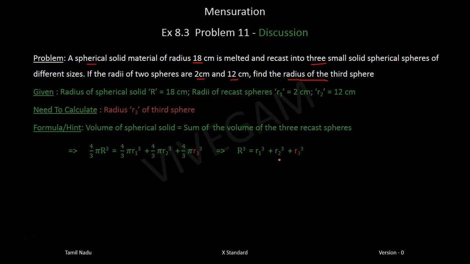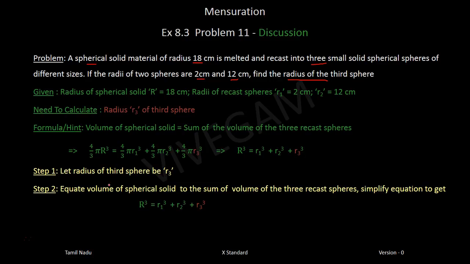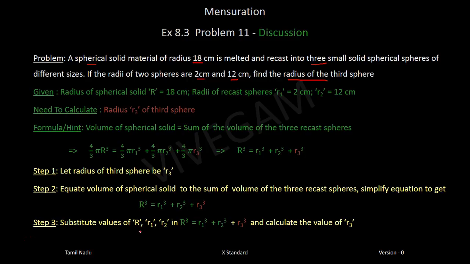Okay, so let's summarize. Let the radius of the third sphere be R3. Equate the volume of the spherical solid to the sum of the volumes of the three recast spheres. Simplify the equation and get capital R cubed equal to R1 cubed plus R2 cubed plus R3 cubed. Substitute the values of capital R, R1, R2 in this equation and calculate the value of R3. R3 is the only unknown here, so it should be easily calculated. Okay, great. So pause the video here and try to work this problem on your own, and come back and check your working against our solution.